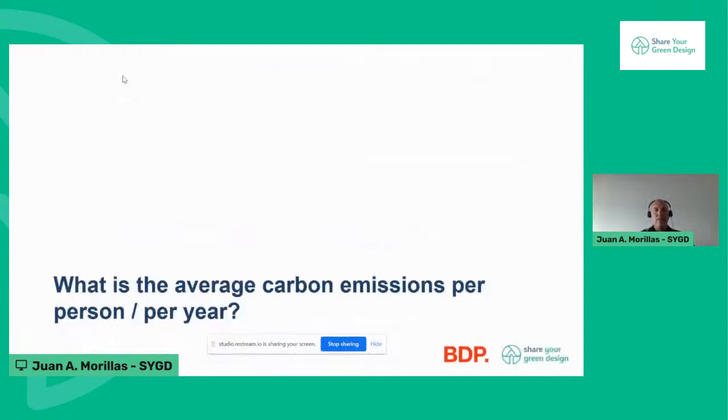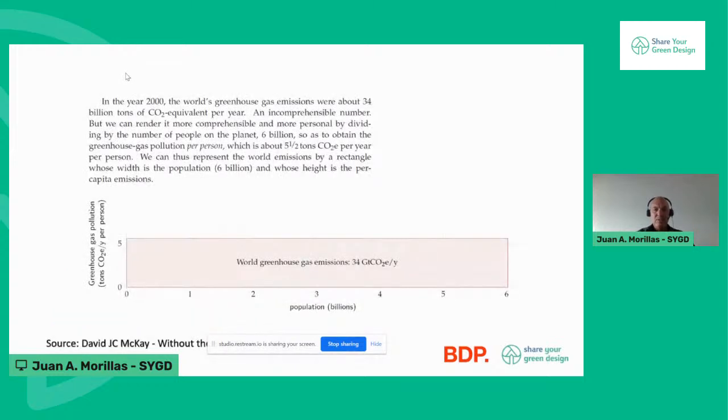I'm going to start with something that maybe is a bit too detailed, but it's important to understand what we are talking about. What is the average carbon emissions per person per year, which is something that maybe not many of you have thought about? According to a book published in 2000, so it's a bit out of date, but it's a very interesting book, and I always recommend it because it's very easy to read, and it gives a lot of data in a way that's easy to understand.